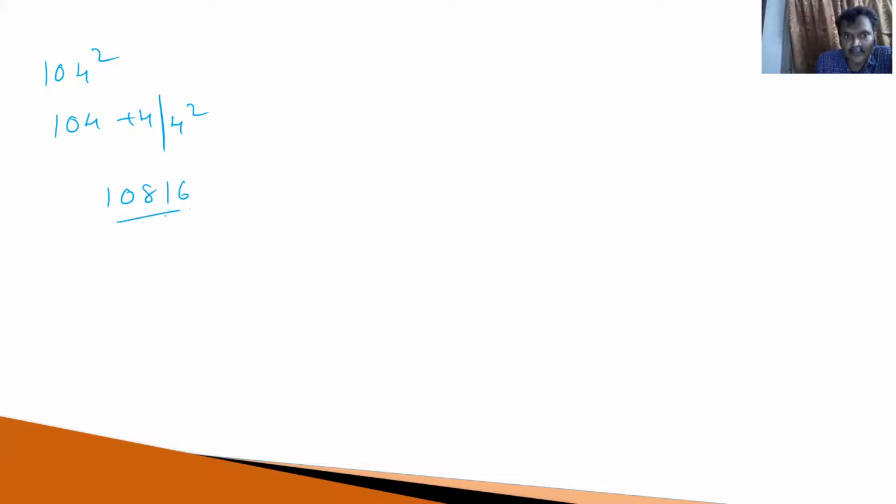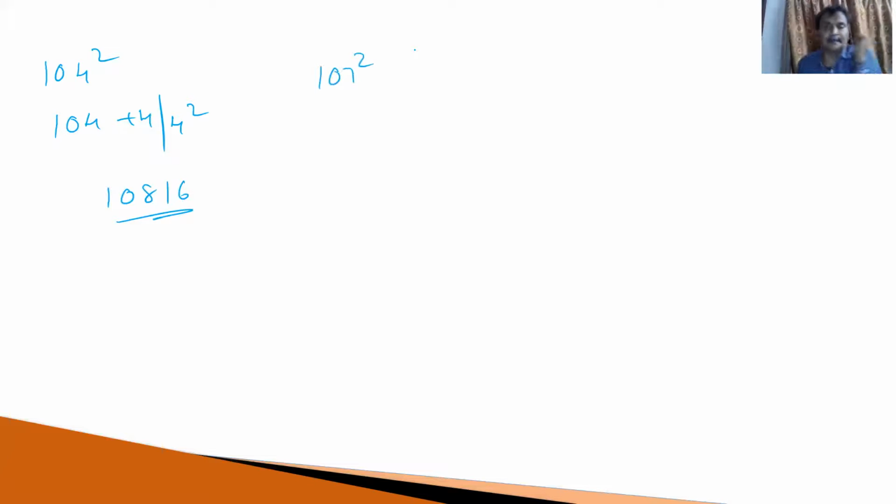Okay, good. See, suppose 104 square. What is the nearest base of this number? That is equal to 100. What is the difference between base and 104? That is equal to 4. Here 104 is 4 more than the 100, right? Suppose that number is more, just add the difference to that number. So 104 plus 4 and take a square of this number. Okay, so 104 plus 4, that is equal to 108. 4 square is equal to 16. That is the answer.